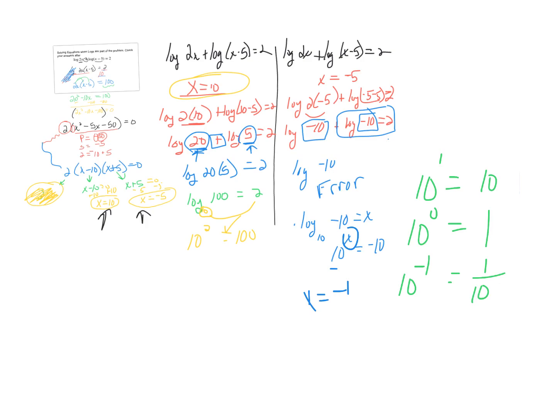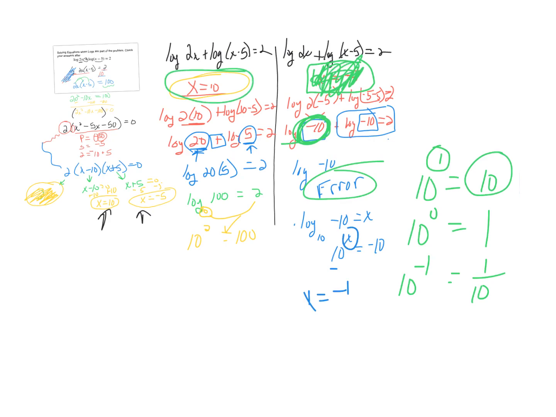Is there an exponent here that I can raise to give me a negative 10 here? The answer is no. Even if you use fractional exponents, it's not going to work. So that's why if you wind up with a log alone with a negative number here, that's not going to work. So that's why we get error, which means this x of -5 is not a good answer. You have to throw it away.